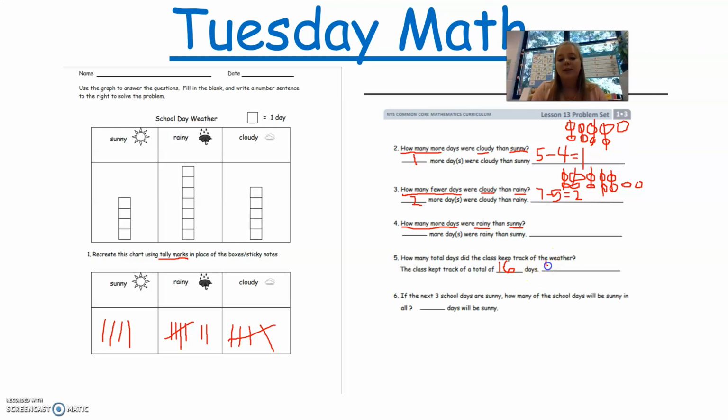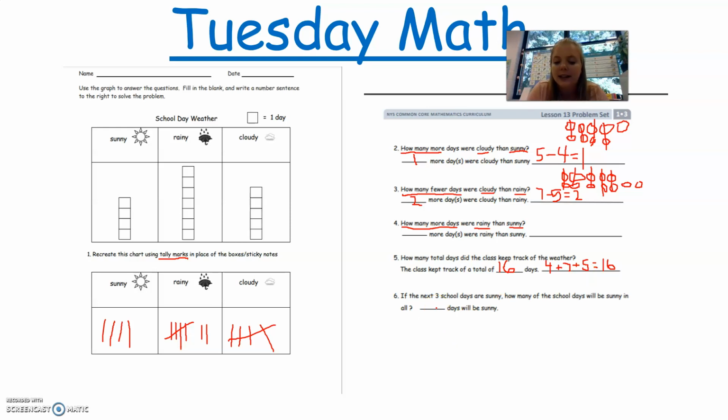Yep, we have to add up all the days. So we have 4 for sunny plus 7 for rainy plus 5 for cloudy, which equals 16. Alright, the next one says if the next 3 school days are sunny, how many of the school days will be sunny in all?